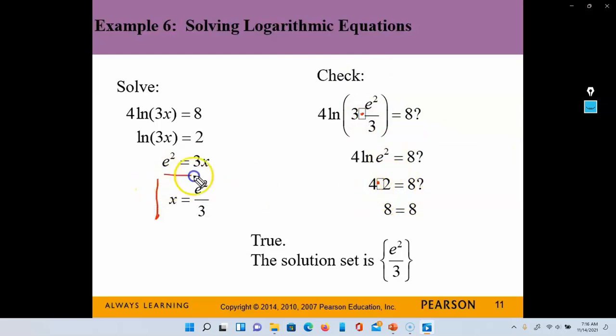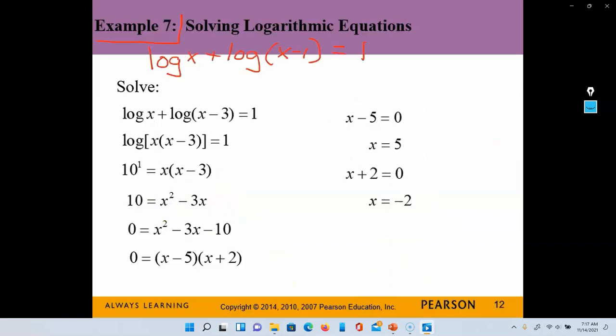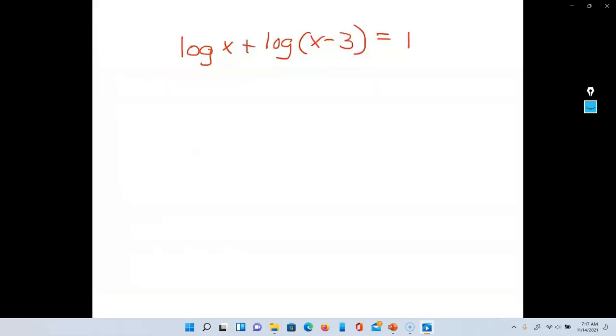So what does x equal? X equals this. And if you put that in the calculator, it's 2 point something, which is an approximation, but it looks like they're looking for the exact answer here. Now in example 7, this gets a little complicated too, but I'll write it out for you and put it on the whiteboard here.